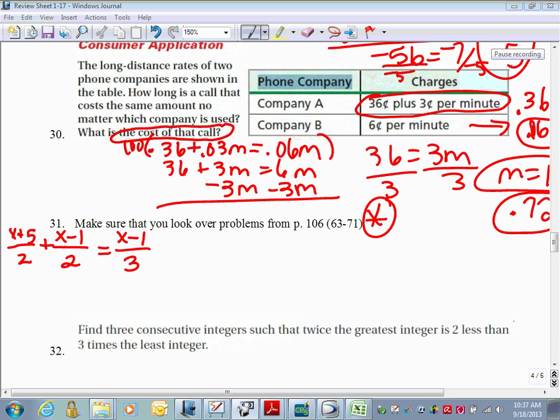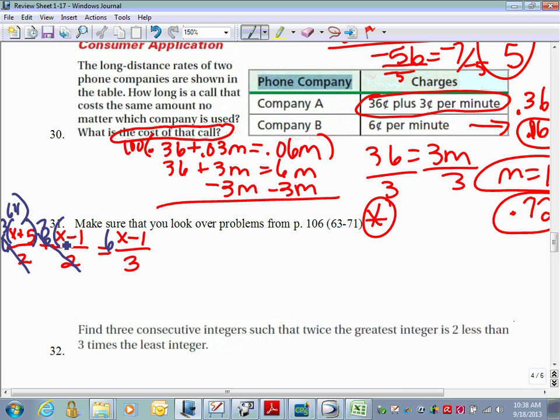Okay, so I wrote down, this is number 64 from that page. And you're going to multiply everybody by 6. Now, something a little strange is going to happen here. Watch. 2 goes into 6 3 times. Now, what am I going to have to do with that 3 that's left over? Distribute it. Multiply. Distribute that 3. This 2 goes into 6 3 times.